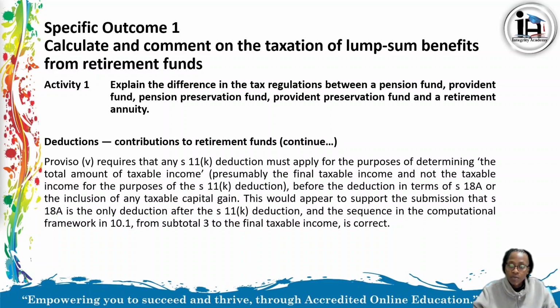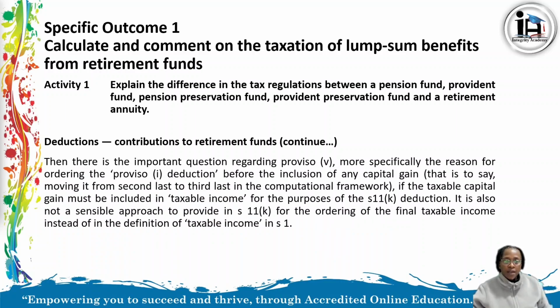This would appear to support the submission that Section 18A is the only deduction after the Section 11K deduction, and the sequence in the computational framework in 10.1 from subtotal 3 to the final taxable income is correct. I hope we are still together.